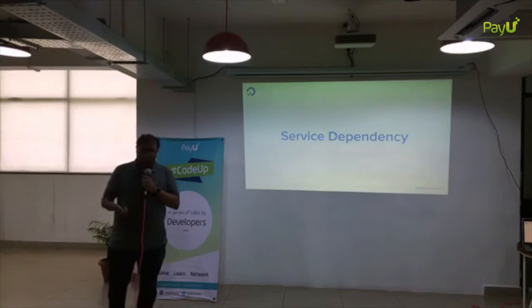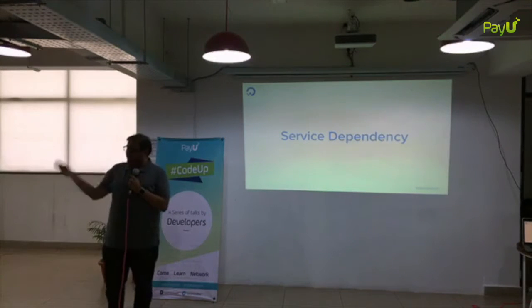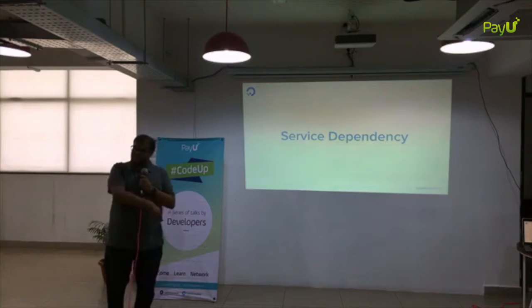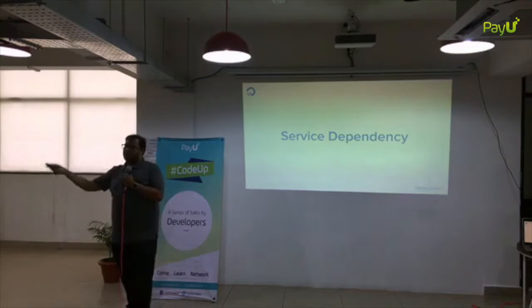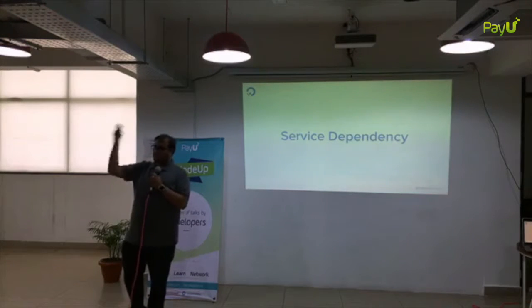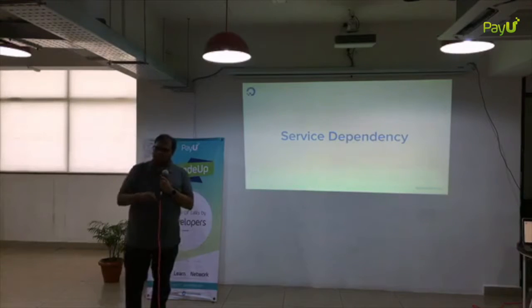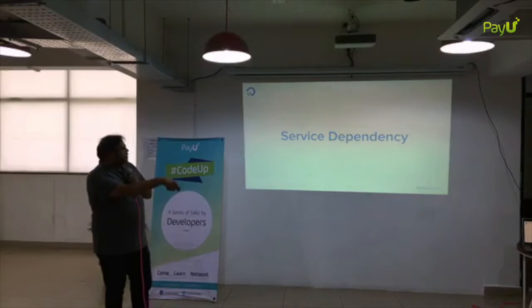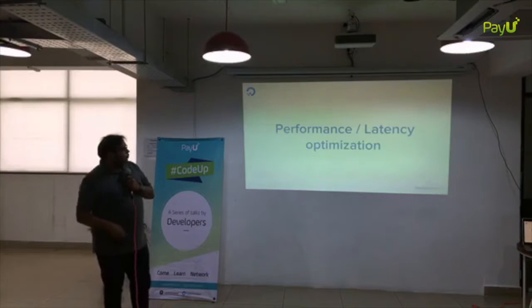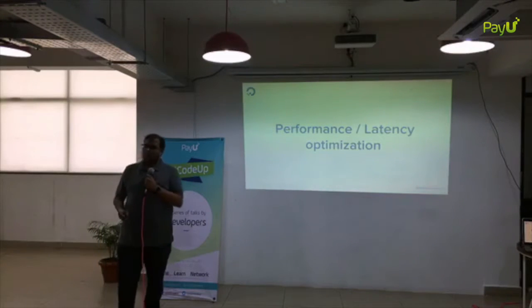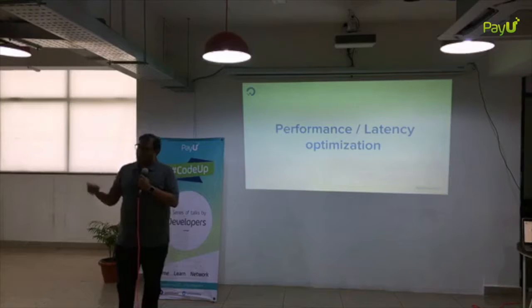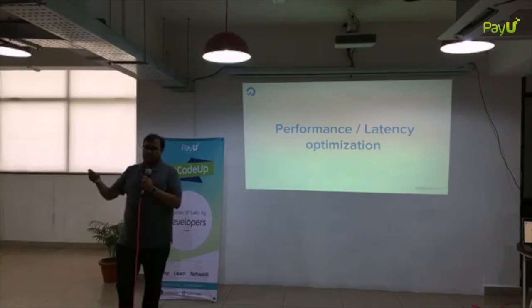And again, obviously the service dependency. There is a dependency between services. Service A is always dependent on service B. It is waiting for service B to provide that information to serve its own request, right? So that service dependency becomes a problem, and obviously performance and latency optimization is pretty difficult if you're not using some kind of tracing of a particular request, right?